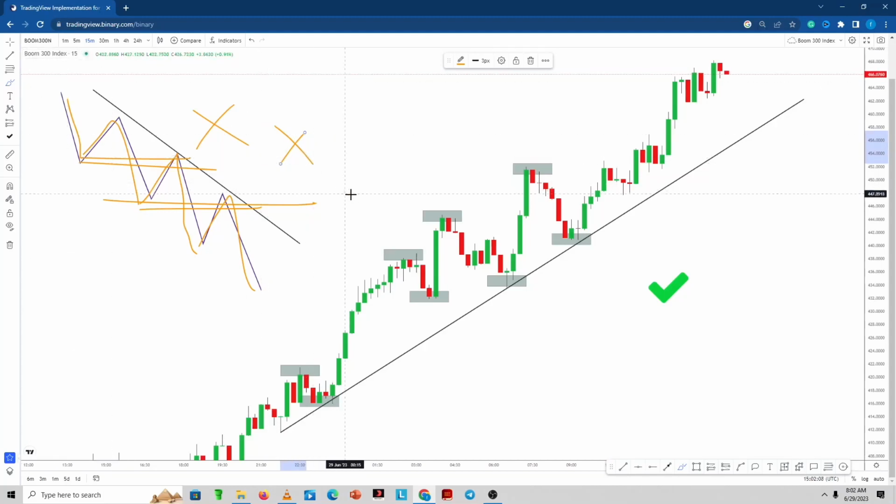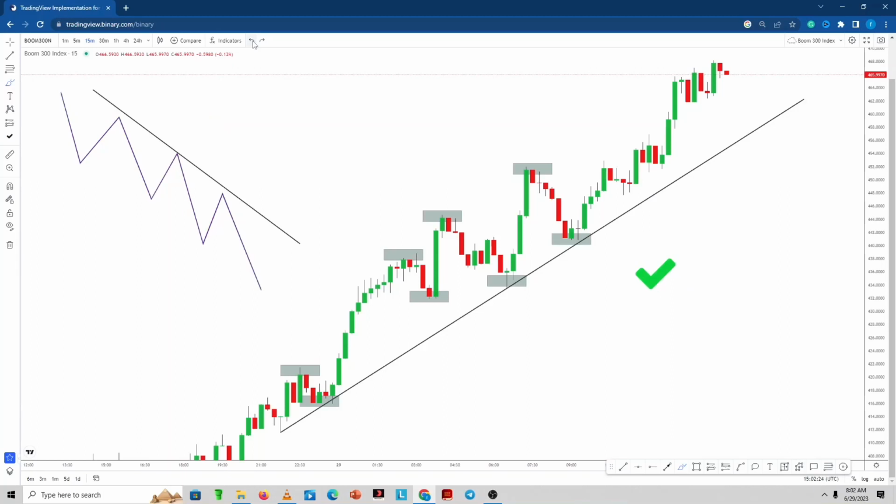For Crash, it is the same. Since you are going to be trading spikes on Crash, you should stay away from a bullish market and only trade spikes on Crash if it is a bearish market. So this is a simple concept, guys, that I wanted you to master. And if you can master that, I'm telling you, you can never go wrong.